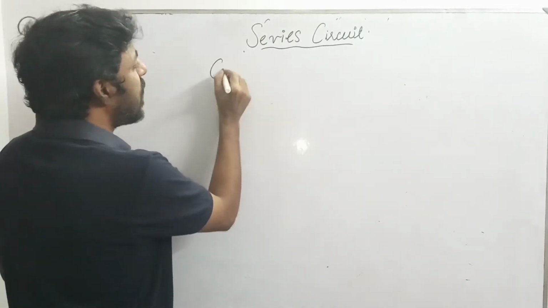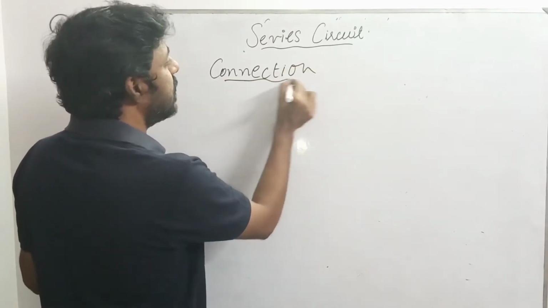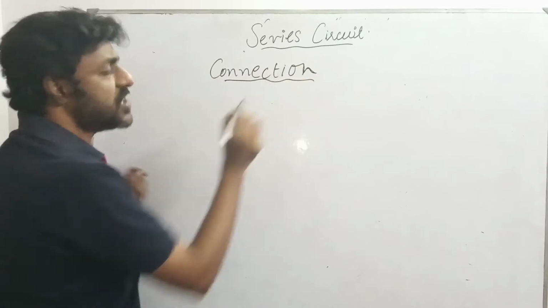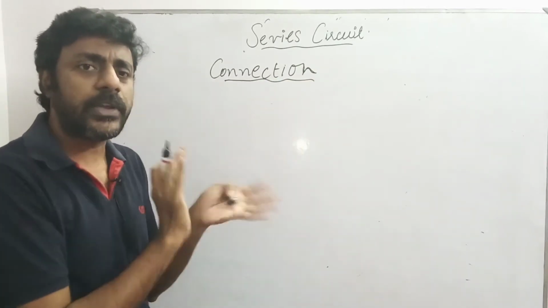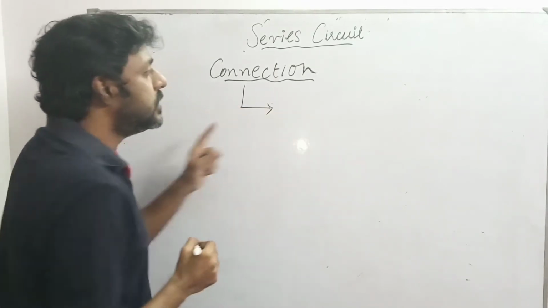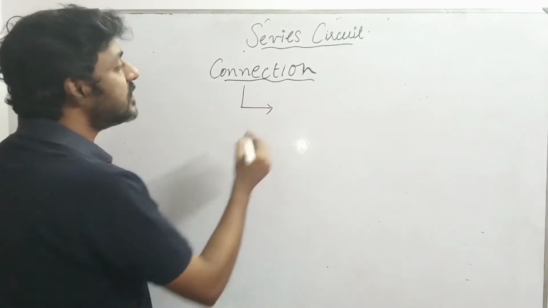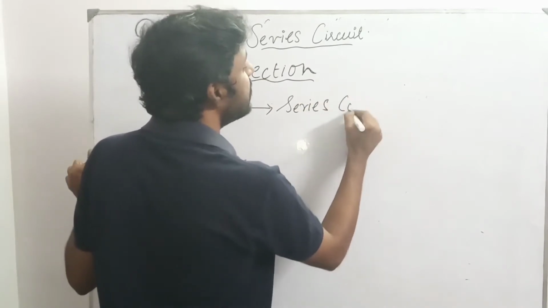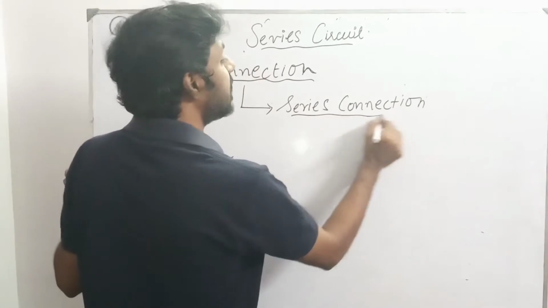So, as far as the word connection is considered, what are the connections that we have in an electrical network? The most basic one, number one, is the series connection. This is called a series connection.